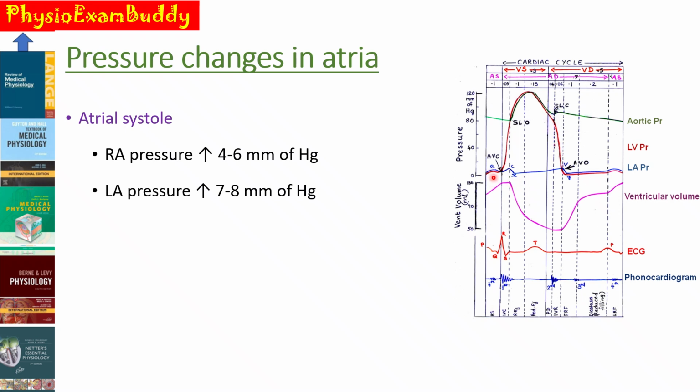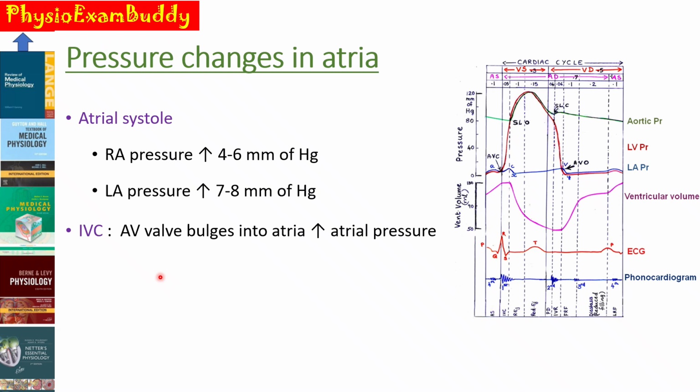During atrial systole, the right atrial pressure increases from 4 to 6 millimeters of mercury. Here, the change in pressure from 0 to 120 millimeters of mercury is marked. So you can see here that the pressure change occurs only up to 4 to 6 millimeters of mercury in the right atrium during atrial systole. And left atrial pressure increases from 7 to 8 millimeters of mercury during atrial systole.